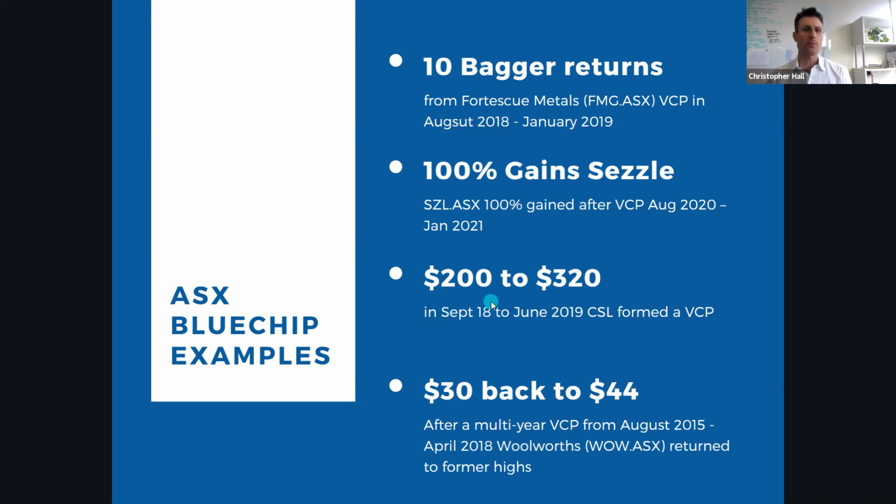We saw CSL. So CSL is a blue chip on the ASX, and they've moved from 200 to 320 after a VCP. When they were at 200, they were a blue chip company, and then they moved to 320 to be the largest blue chip company on the ASX. That happened in September 2018 through to June 2019. Now, what we've got here is Woolworths and CSL. Woolworths is the next one. For more information on CSL and how that massive growth company moved in the last 20 years, we've made a different video that looks at the importance of growth in dividends.